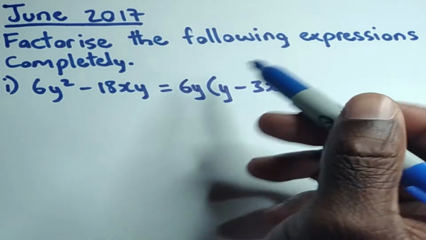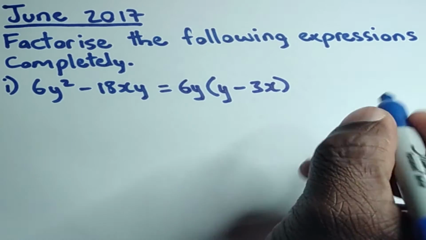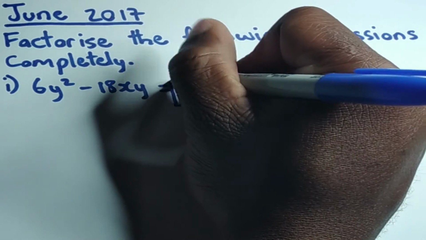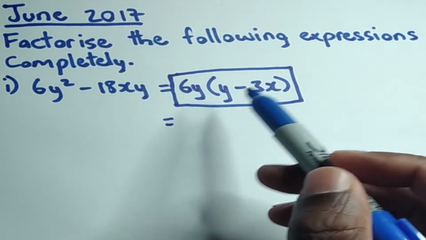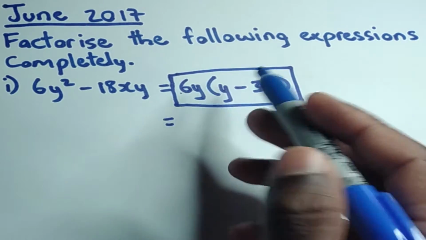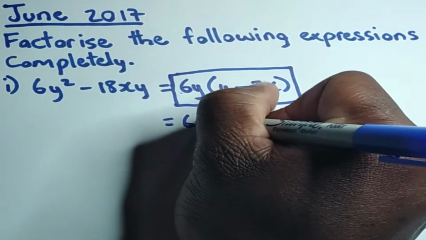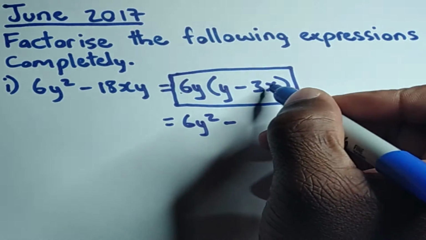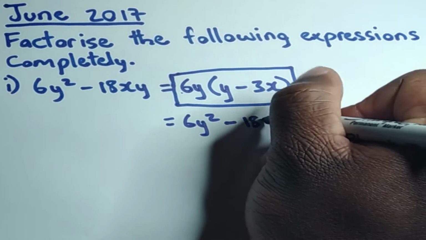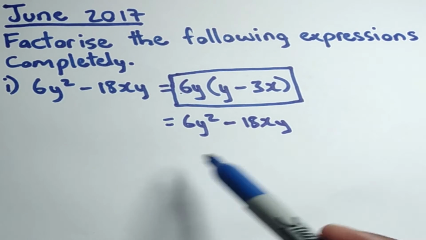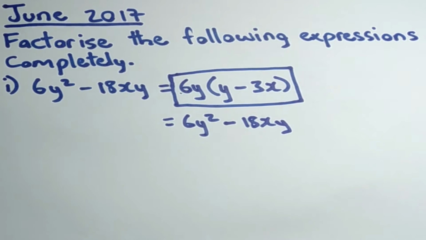Alright? So it's quite easy. And you can always check your answer if it is correct. So this is actually the solution for the problem. Alright? Quite easy. Now what you can do to check if your answer is correct, you can always expand out this thing. Alright? So 6y times y, that will give you 6y squared, minus 6y times 3x, that will give you 18xy. Alright, so that proves that our solution was actually correct. Alright, and that is how we treat the first part of the question.